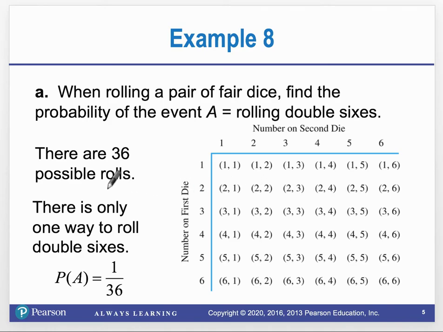Okay, so here's our question. When rolling a pair of fair dice, find the probability of the event A, rolling double sixes. Notice there's only one way you can roll double sixes, and there are 36 possible outcomes you could get. So the probability of rolling double sixes is 1 out of 36.